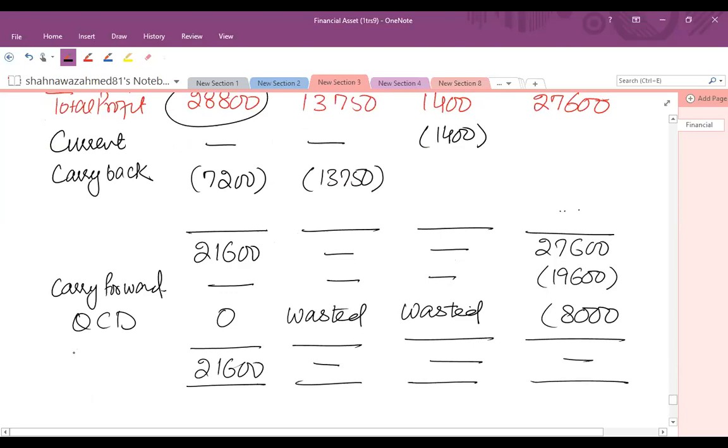So this is how you can use current year, carryback and carry forward in such a way in order to use your QCD in the best possible way.